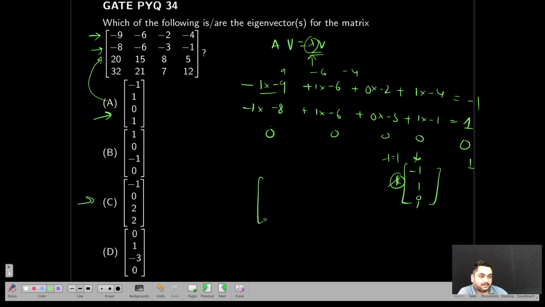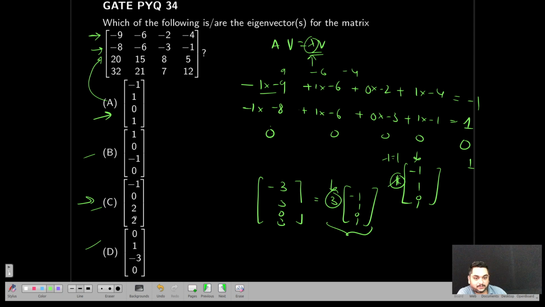Suppose I may get something like this: minus 3, 3, 0, and 3. This is also a vector. Take out 3 common: minus 1, 1, 0, 1. So for lambda equal to 3, this is the eigenvalue. So for all the matrices, for all the vectors here, you check like this. In whichever form you get like this, with this matrix, minus 1, 0, 2, 2 into some lambda, then that will be the eigenvector for this.